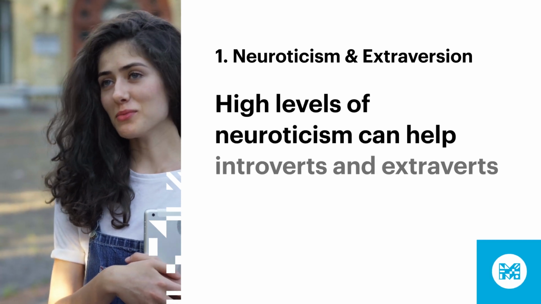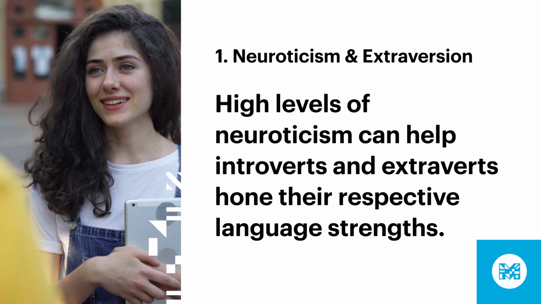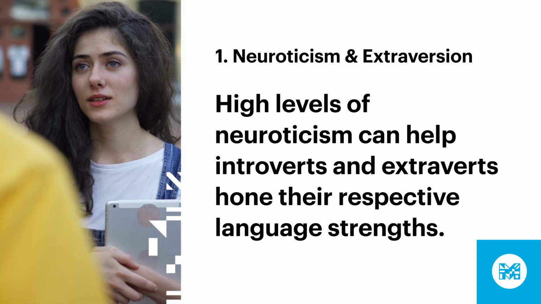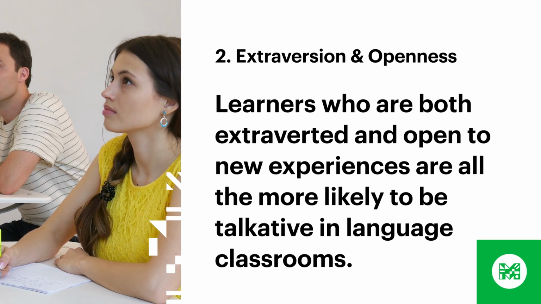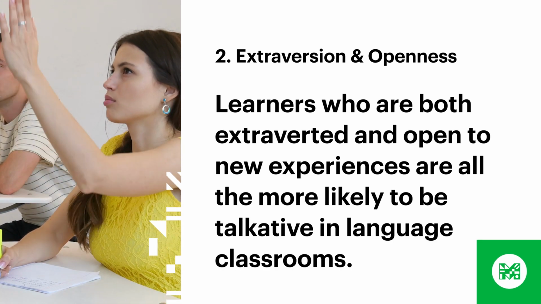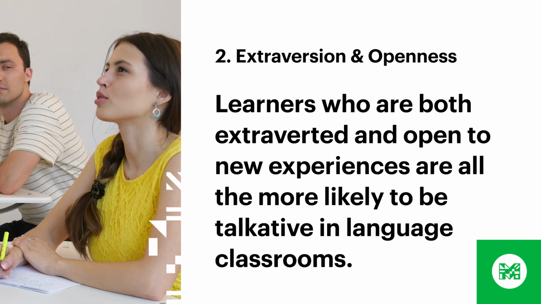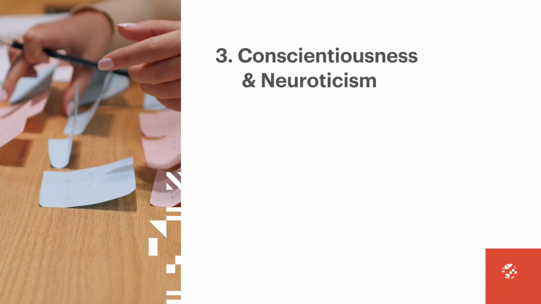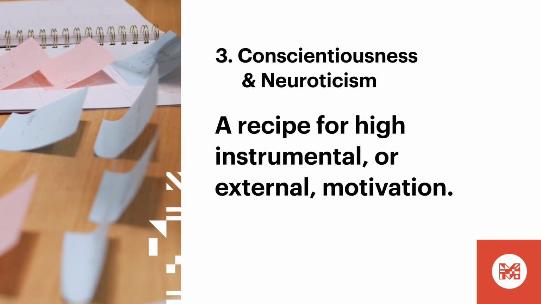First, high levels of neuroticism can help both introverts and extroverts hone their respective language strengths. This means that introverts do well on writing and extroverts do well on speaking, particularly if they're also highly neurotic. Next, in one of the least surprising findings to come out of this line of research, learners who are both extroverted and open to new experiences are all the more likely to be talkative in language classrooms. And how about if you're conscientious and neurotic? That is a recipe for high instrumental or external motivation.